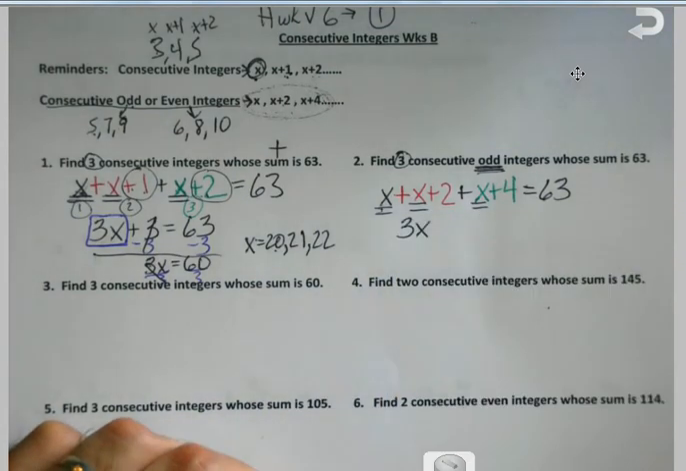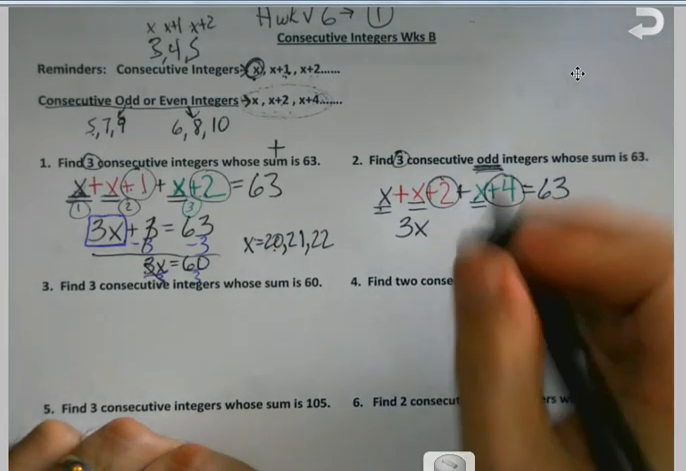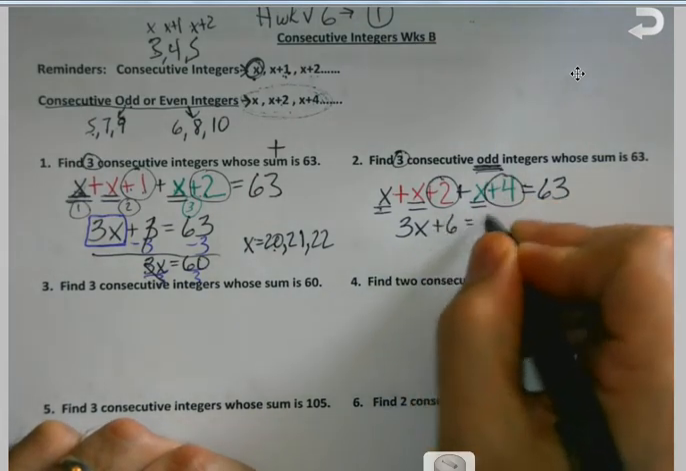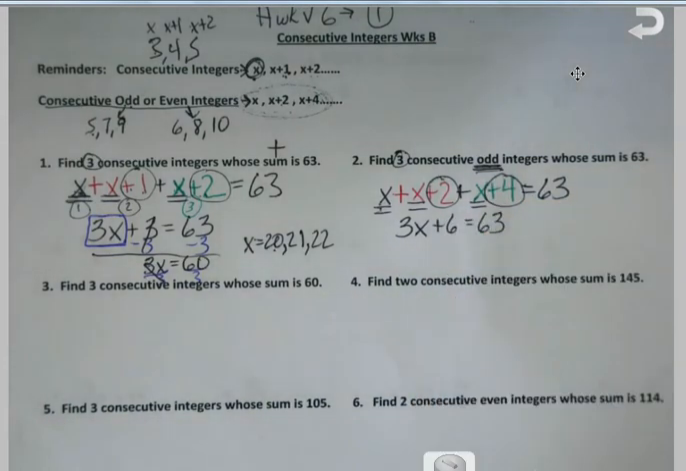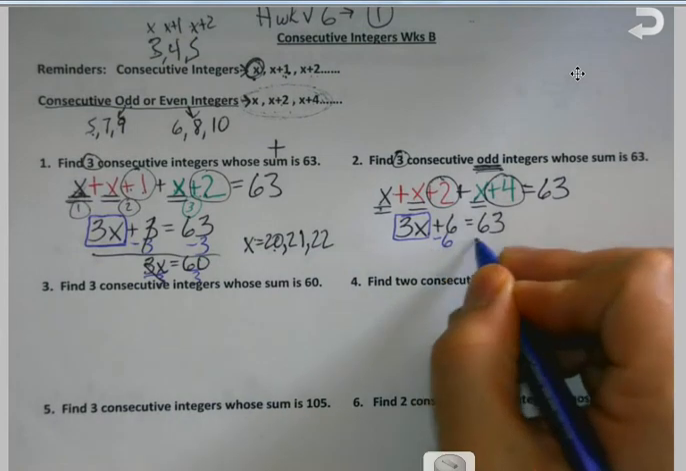So I'll put my x's together again, put my numbers together, and I'm going to go ahead and solve this. So again, I got to get my x by itself.